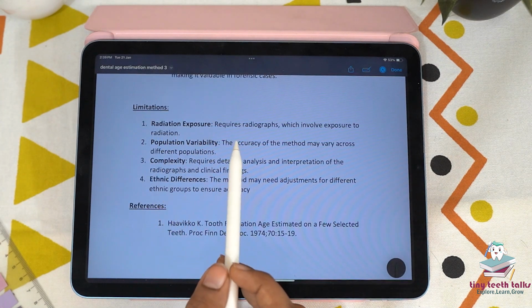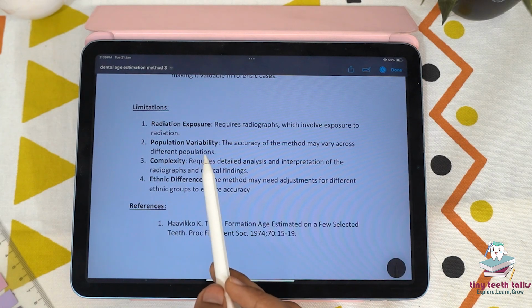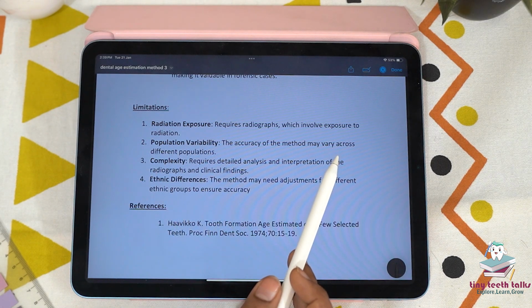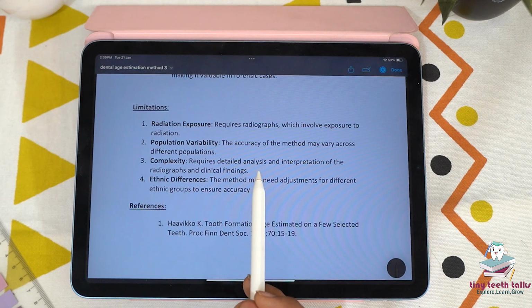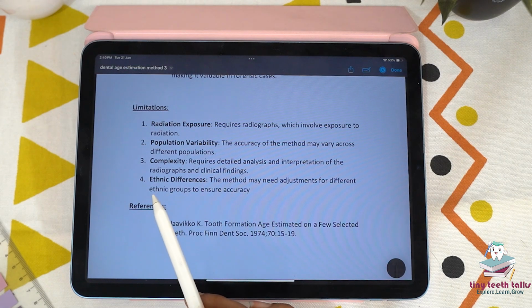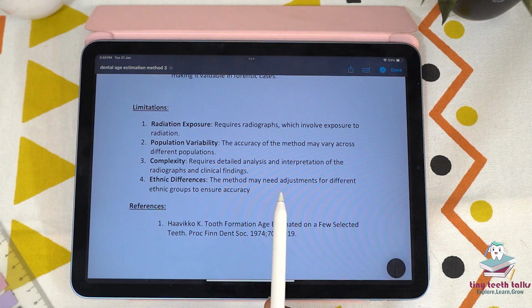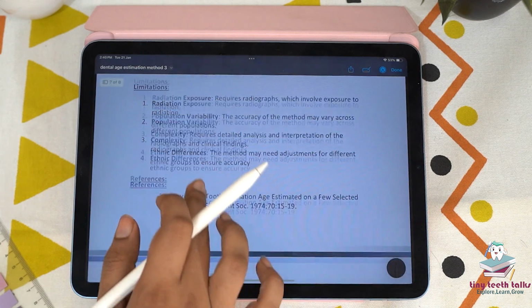Limitations: radiation exposure, requires radiographs which involve exposure to radiation. Population variability. The accuracy of the method may vary across different populations. Complexity: requires detailed analysis and interpretation of the radiographs and clinical findings. Ethnic differences: the method may need adjustment for different ethnic groups to ensure accuracy.